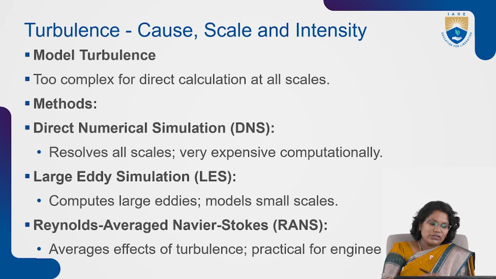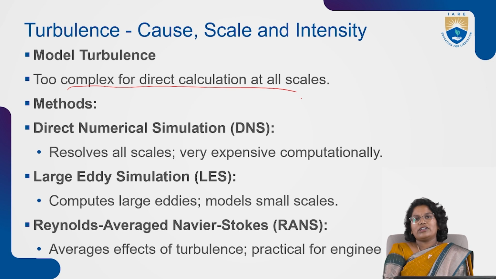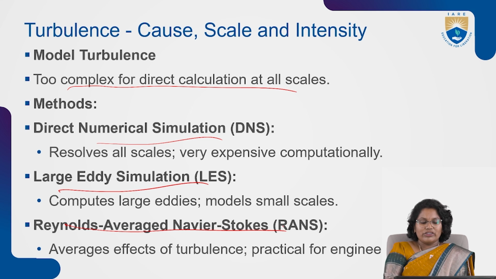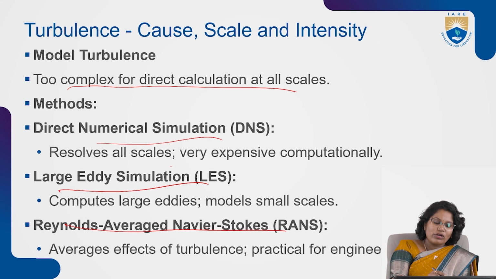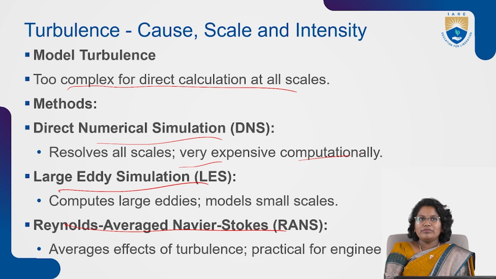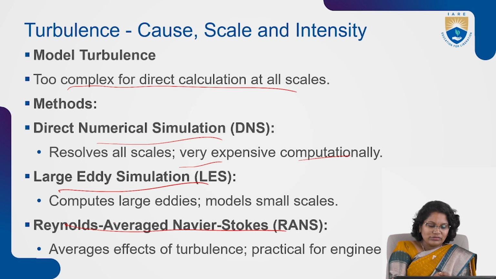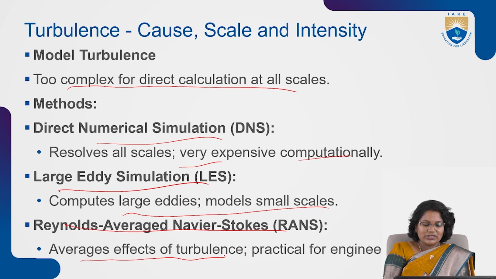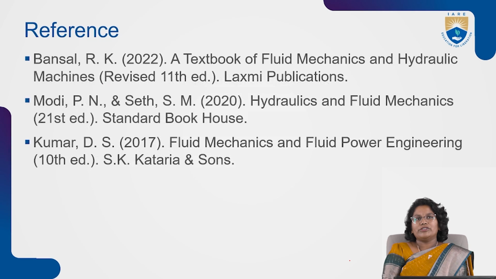And modeling turbulence: it is too complex for direct calculation at all scales. So we have direct numerical simulation, DNS, large eddy simulation and Reynolds-averaged Navier-Stokes equations. DNS resolves all scales, which is very expensive computationally. Large eddy simulation computes large eddies and models small scales. And Reynolds-averaged Navier-Stokes, RANS, averages the effects of turbulence and is practical for engineering problems.